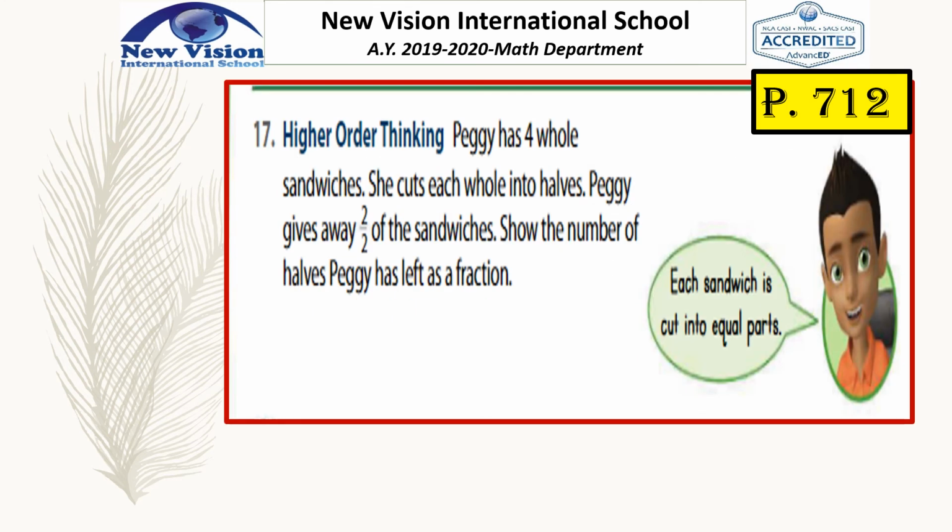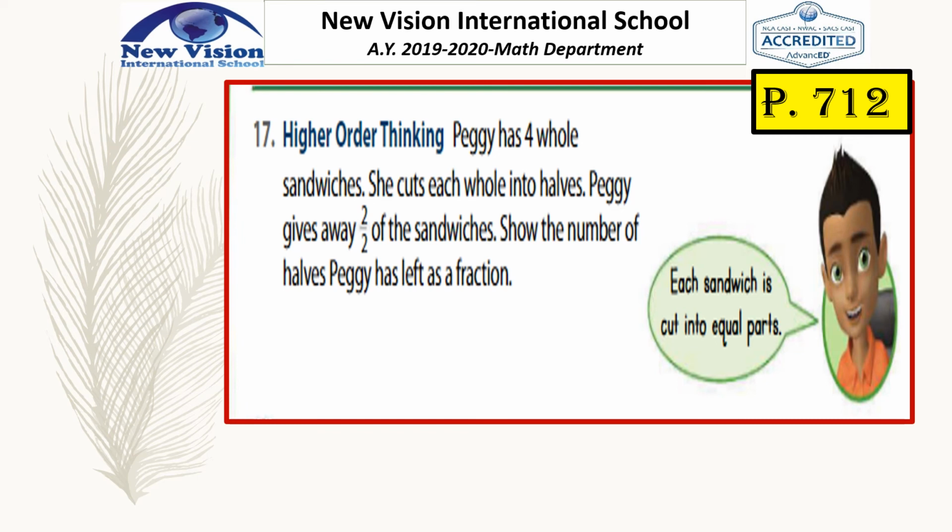Let's do number 17. We have higher order thinking. Peggy has 4 whole sandwiches. She cuts each whole into halves. Peggy gives away 2 halves of the sandwiches. Show the number of halves Peggy has left as a fraction. You have 1 minute to answer.